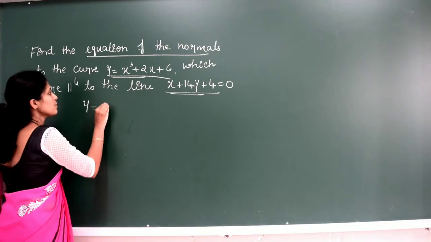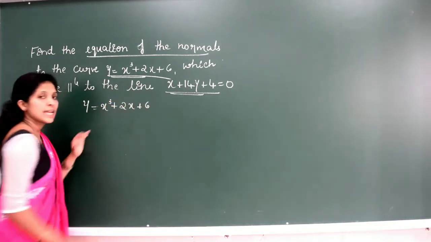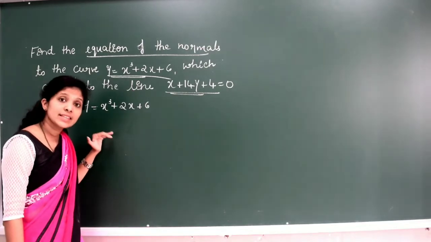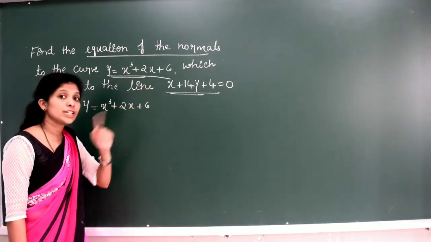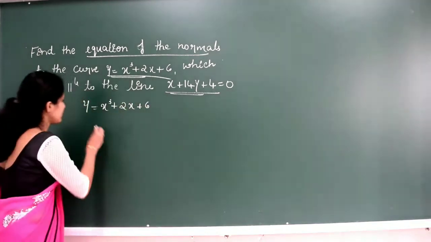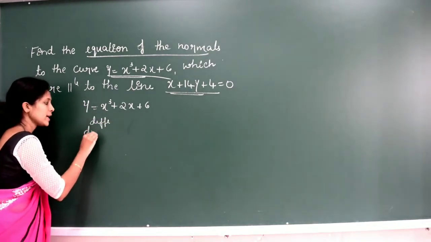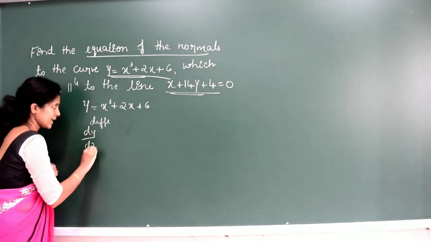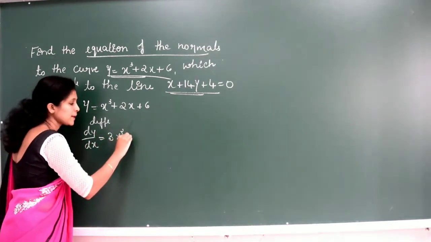y is equal to x cube plus 2x plus 6. If I differentiate this, this will give you the slope of the tangent to this curve. But we need to find the slope of the normal to that curve, right? First we will differentiate. If I differentiate, dy by dx is equal to the derivative of x cube, which is 3x square, plus 2.